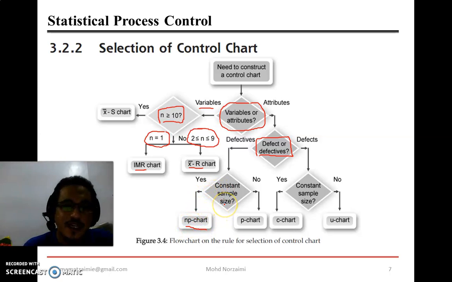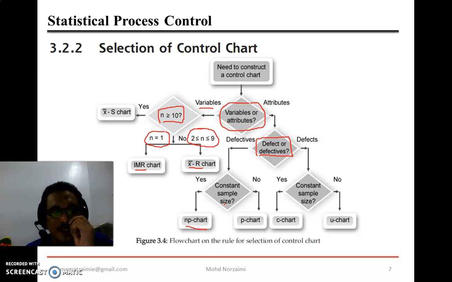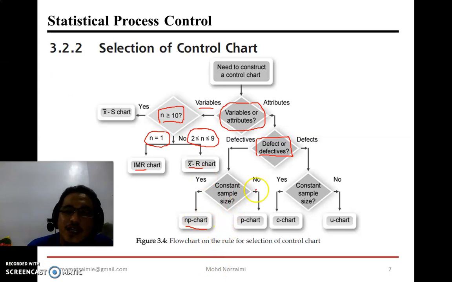What does constant sample size mean? It means we collect 10 samples every day. That means we need to use NP. What is NP? NP is the number of nonconforming, that means numbers.